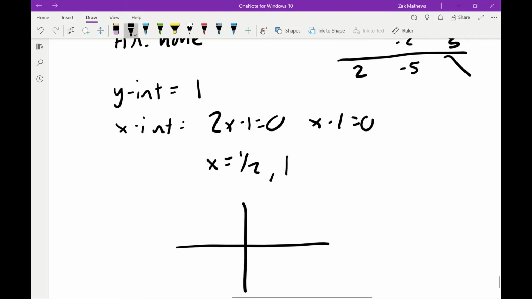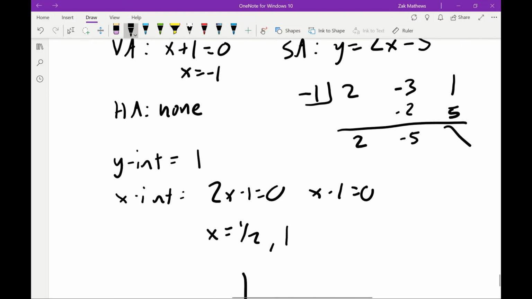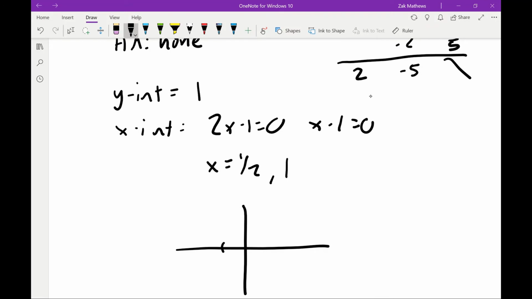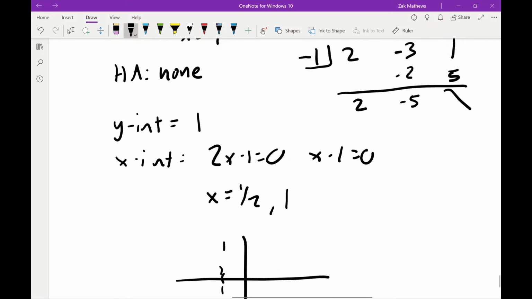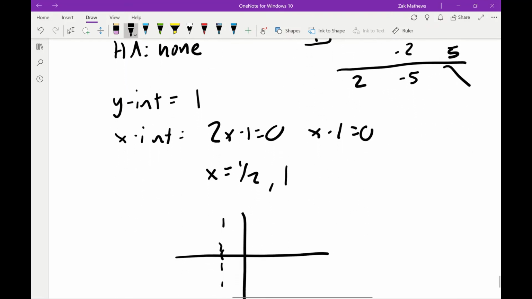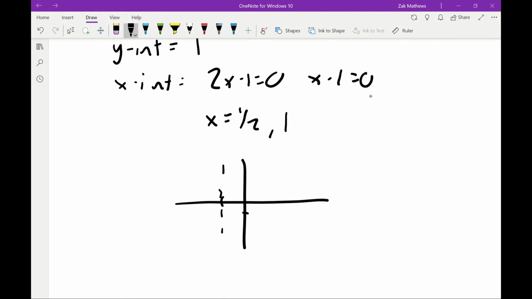The asymptotes, the vertical was at negative 1. The slant, well, this is the first slant asymptote we've had to graph. y equals 2x minus 5. We know how to graph lines. 2x minus 5, the y-intercept there is negative 5. And the slope is 2, so I go up 2 over 1. There would be my slant asymptote.